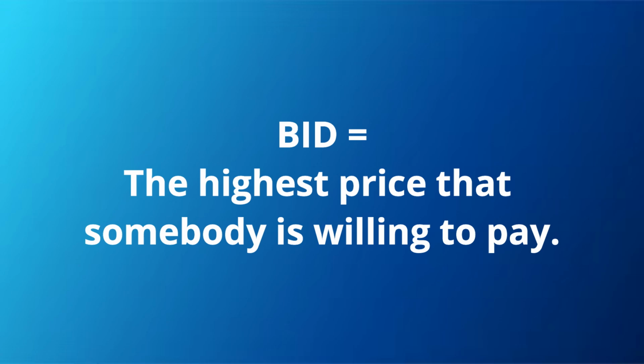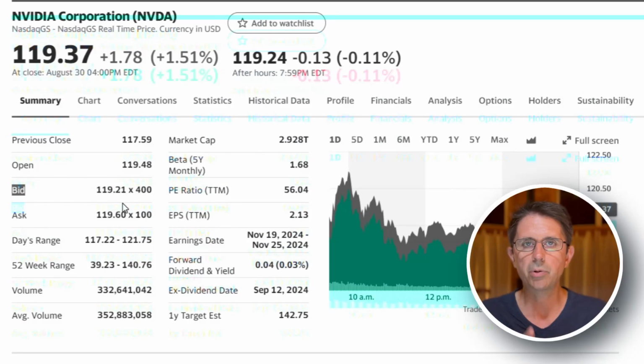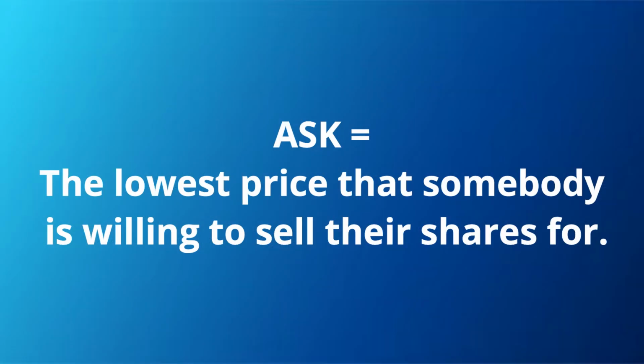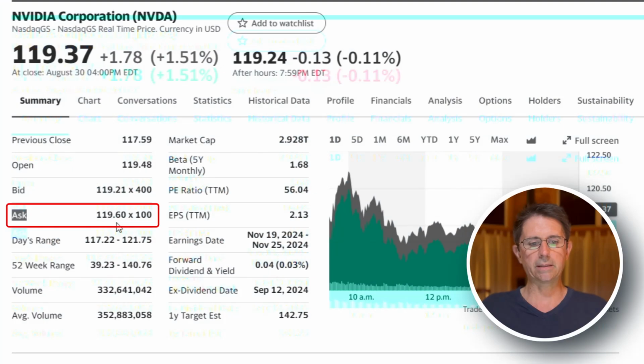Okay, so when the market closed, the closing bid, the highest price someone was willing to pay at that time, was 119.21. Then you have the ask, which is sometimes referred to as the offer as well, but here it's the ask, okay? And the ask is the lowest price that somebody's willing to sell their shares for, and that came in at 119.60 times 100,000 shares.